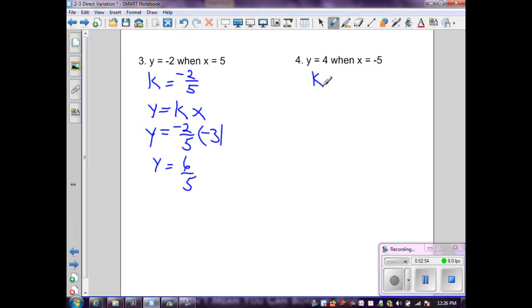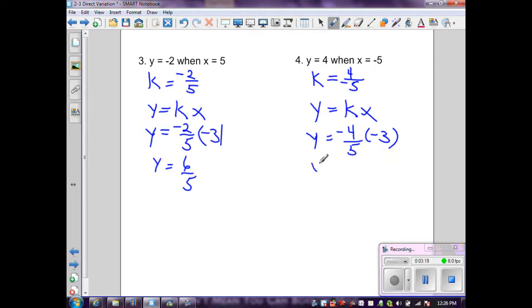Again, we can determine k for example 4 to be y over x, which is 4 over a negative 5. Substituting into our formula, we have y equal to, k is a negative 4/5. Again, we do know x. If we knew y, we'd substitute for y and solve for x, but we know x to be a negative 3.